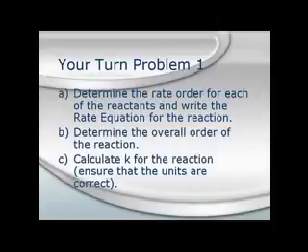Welcome back. From the data you've already written down, these are three things we can find. We want you to determine the rate order for each of the reactants and write the overall rate equation for the reaction. Then I want you to determine the overall order of the reaction, and then finally calculate K for the reaction, ensuring that your units are correct.